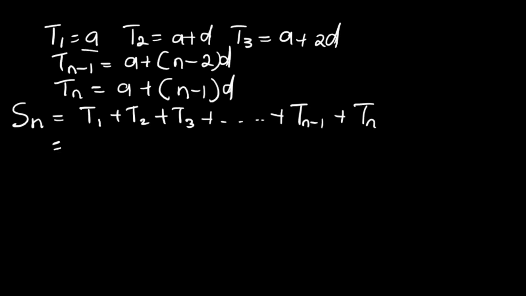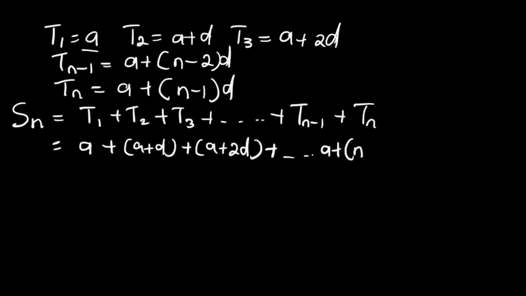Where there's t1, we put a, so it's a plus, where there's t2, it's a plus d, where there's t3, it's a plus 2d, plus t of n minus 1, which is a plus (n minus 2)d, plus a plus (n minus 1)d. So this is going to be your first sum, Sn.